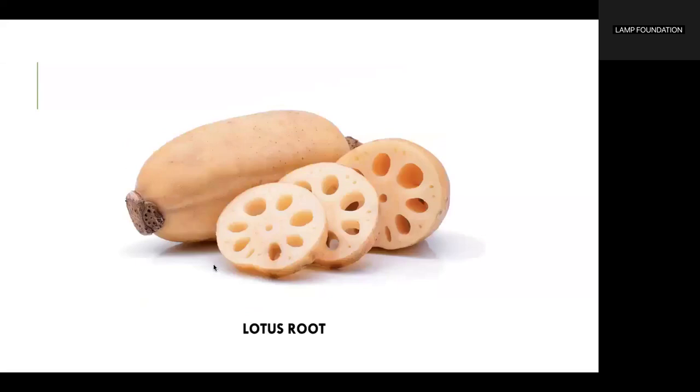Lotus root is known for its ability to clear heat and nourish the spleen and stomach. In TCM, raw and cooked lotus roots have different properties. Raw lotus root can effectively cool the blood, disperse blood stasis, and clear internal heat, making it suitable for those experiencing dry mouth and excessive internal heat. Cooking lotus root strengthens the spleen and stomach, nourishes qi and blood, and stops diarrhea, making it a great option for those with weak digestion.